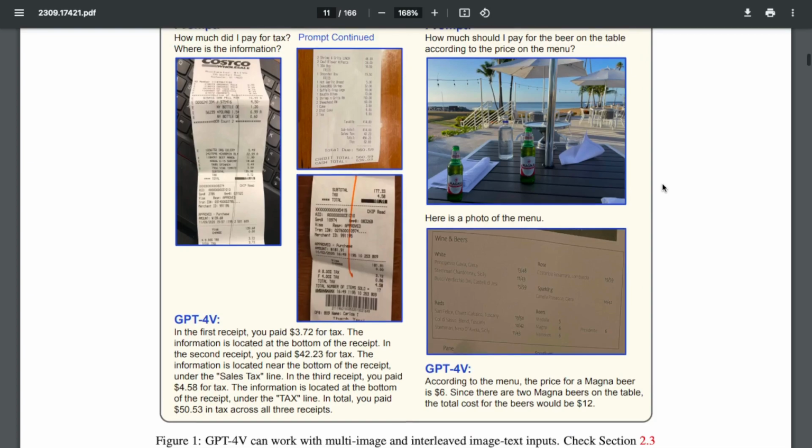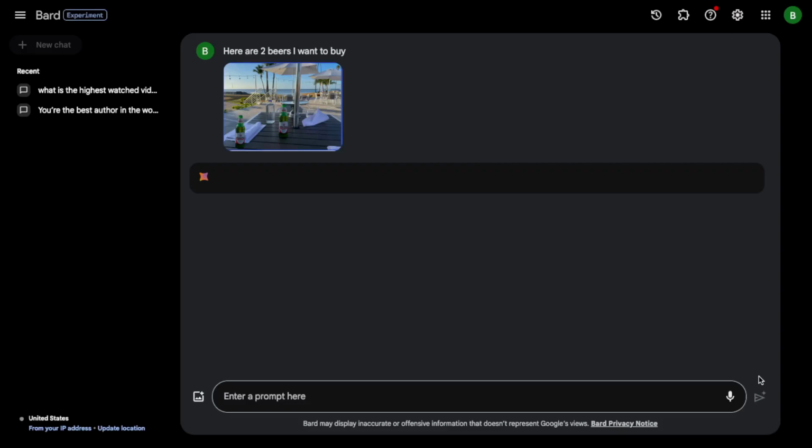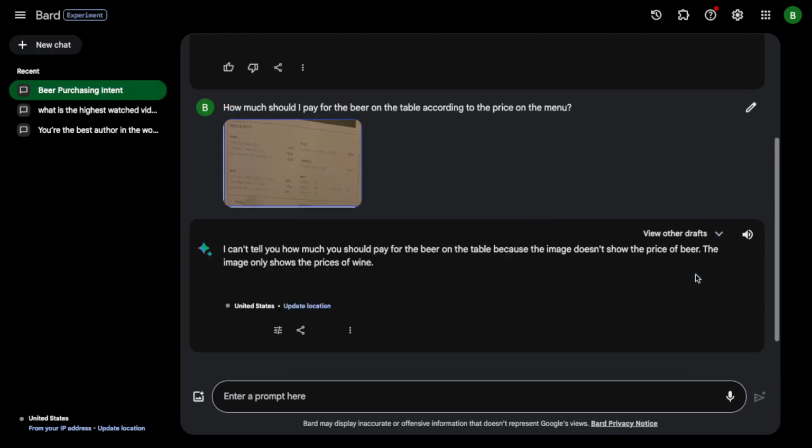Let's see if we can try this in Bard. And now let's follow up with the menu and add the instruction and see what that gives us. Bard doesn't seem to be doing this properly. That's a win for GPT-4V then.